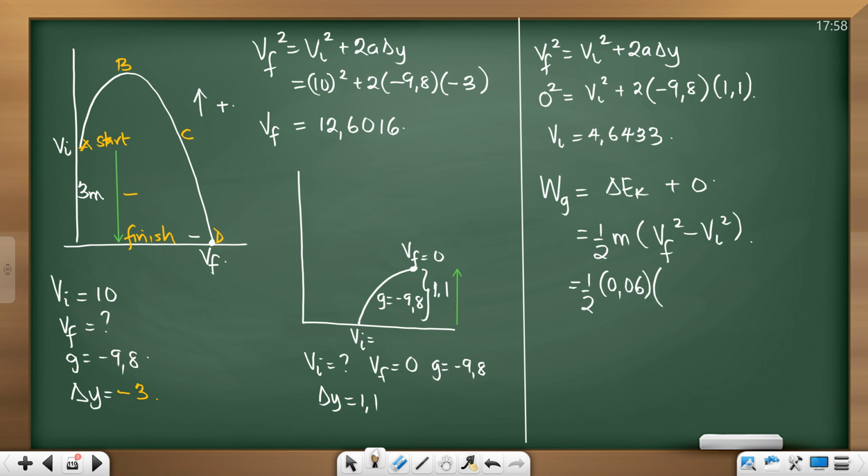Final. Now, my dear learners, which one is the final? Which one is the initial? You've got to be careful. Remember, this object hits the ground and bounces back up. Hits the ground with what? Negative 12,6016 and bounces back up with positive 4,64 based on the direction we chose. Up as positive. This now becomes my initial and that becomes my final.